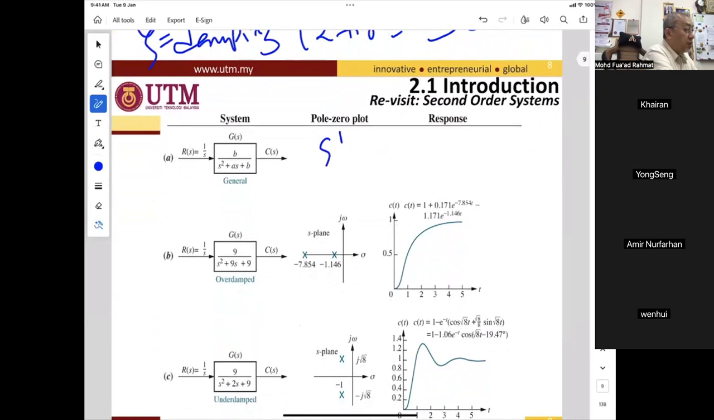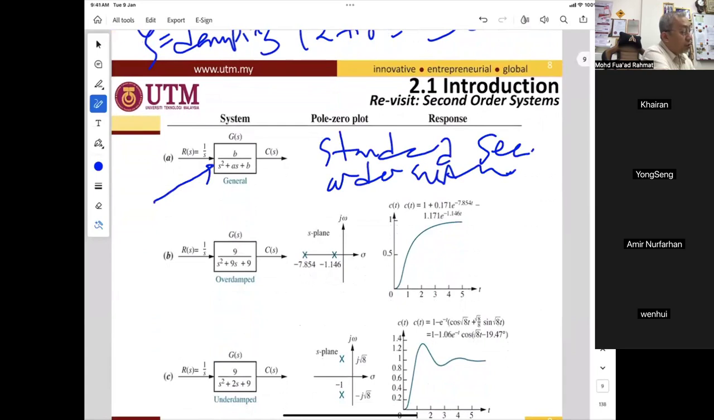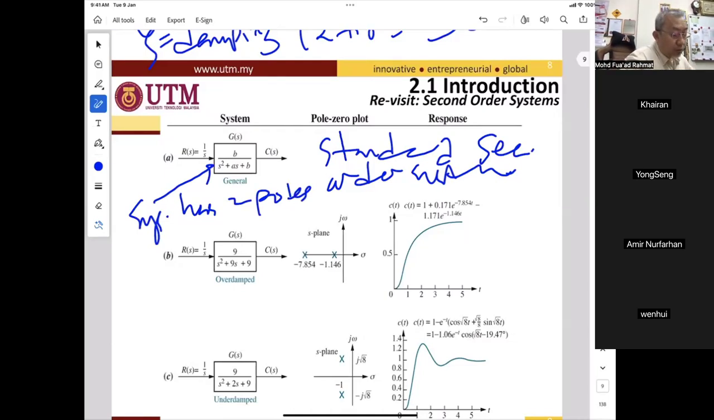So this is a standard second order system, where you find the roots as the poles value. Why do we call it a second order system? Because the system has two poles. So with s square, when you find the roots, you will find two values of roots, which represent the poles value of the system.